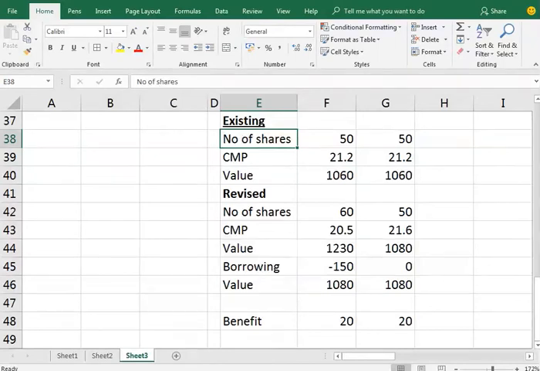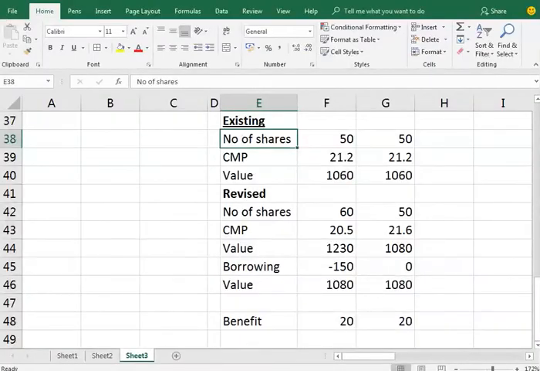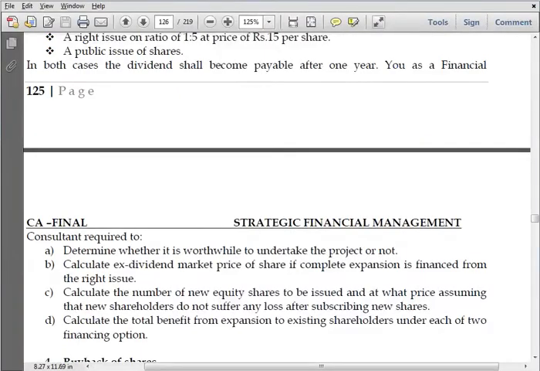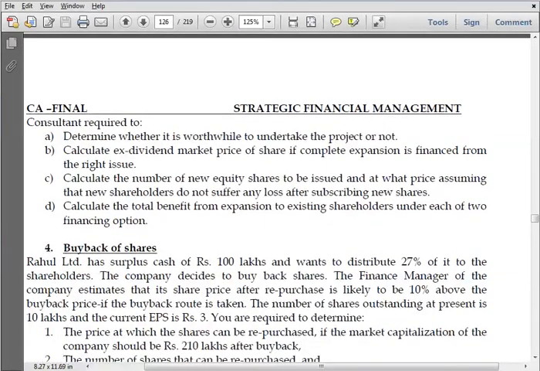Can we proceed? Any doubts on this? Okay, then I'll move to the next concept. We are done with rights issue analysis. I'll move to buyback of shares then.